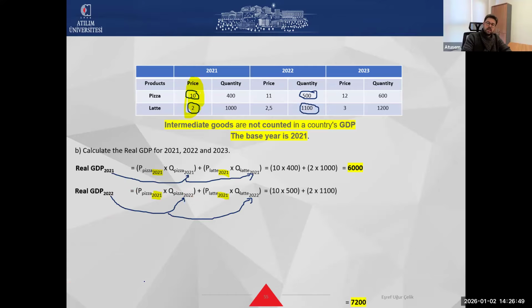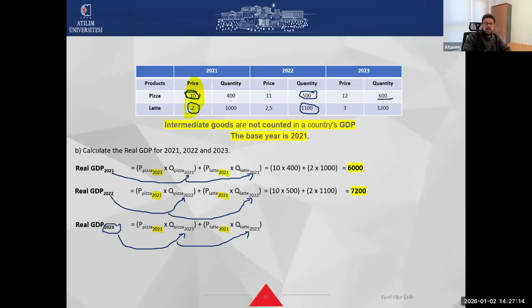Let's look at 2023. For the price, we take the base year price, 2021, for each good. And for the quantity, we take the year they asked, 2023 and 2023. So 10 multiplied by 600 plus 2 multiplied by 1200.